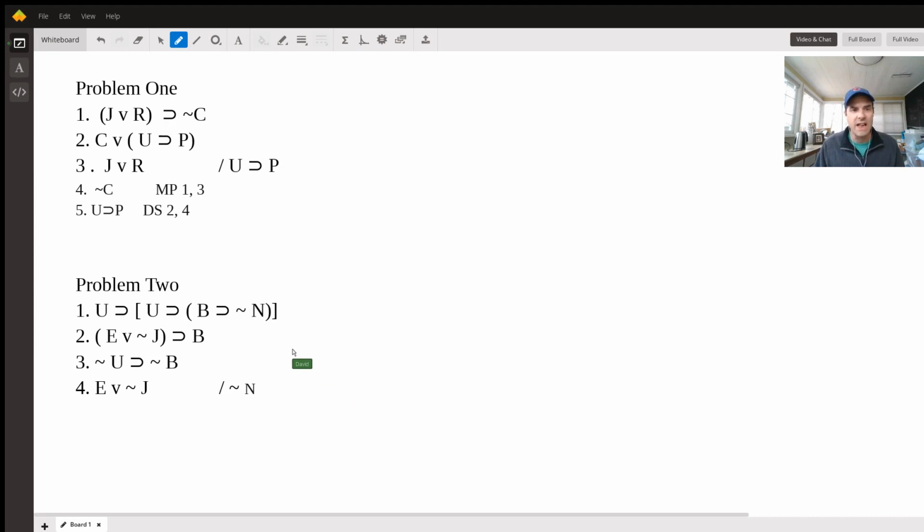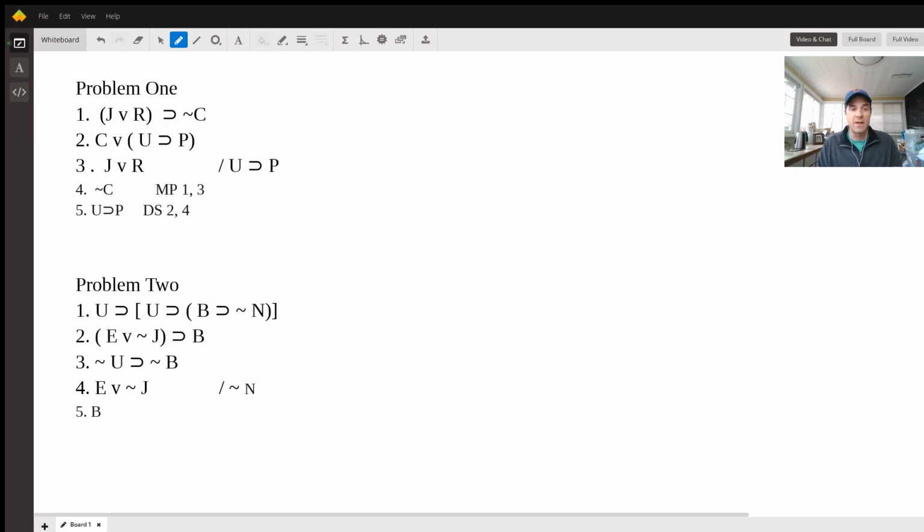Now, do you see not N anywhere in here? Well, yeah, it's in that big jumbly mess of stuff in line 1. That's fine, but let's look further down, okay? Line 2, we see a conditional statement. If E or not J, then B. But then we look down at number 4 and we see E or not J. Hey, that's easy. That is a simple Modus Ponens situation where we now know that B has to be the case.